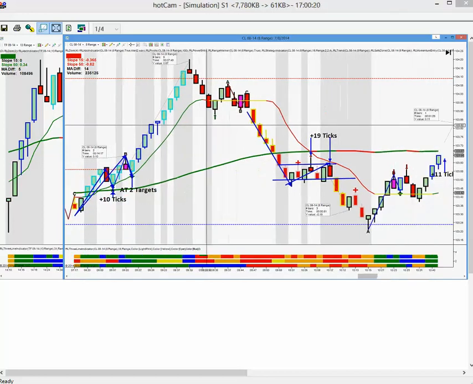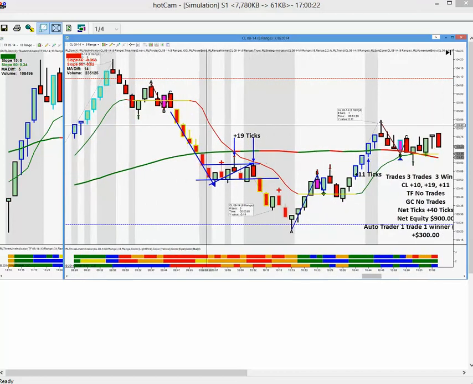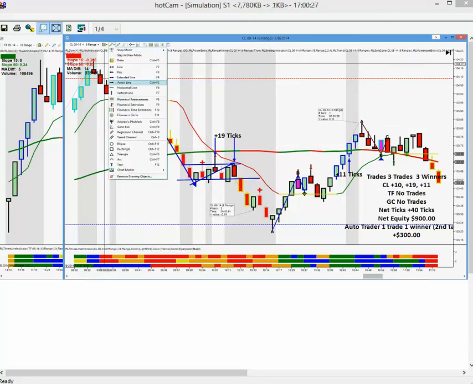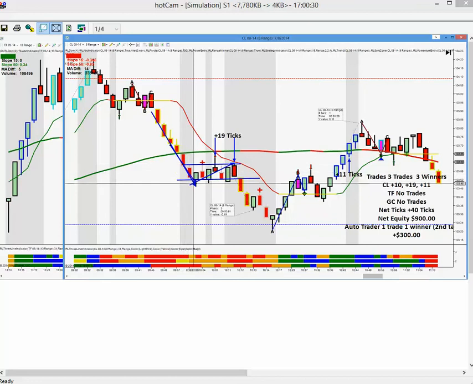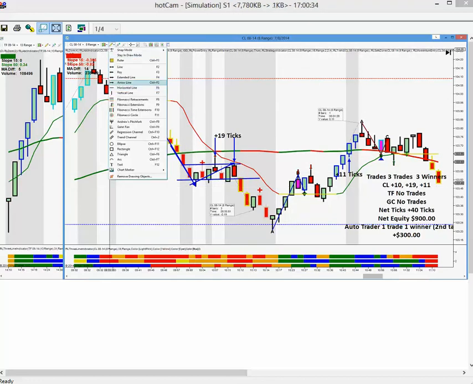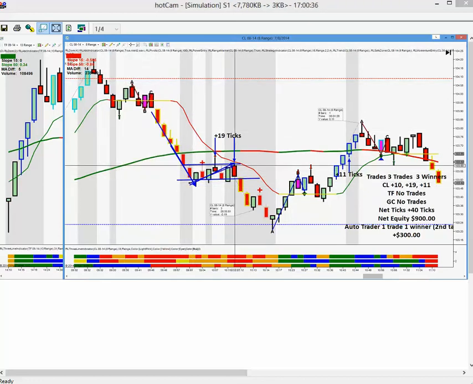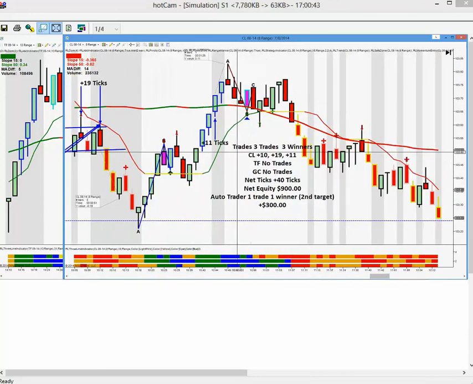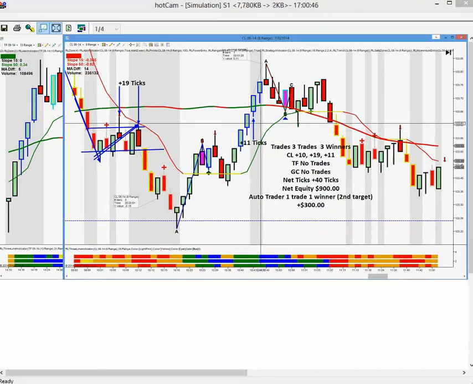Then we had our second trade in the room. We had a break of the 50 to the downside. A retracement right back into the modified 15 and the move down for 19 ticks. And then we had our third trade right here. This is the trade I was showing you.